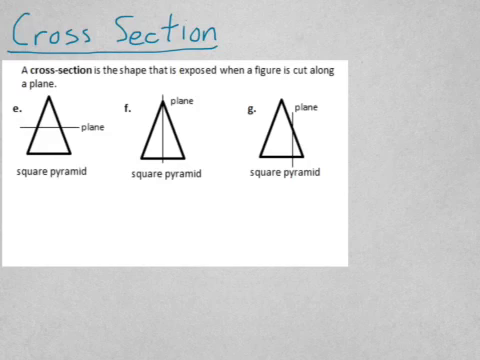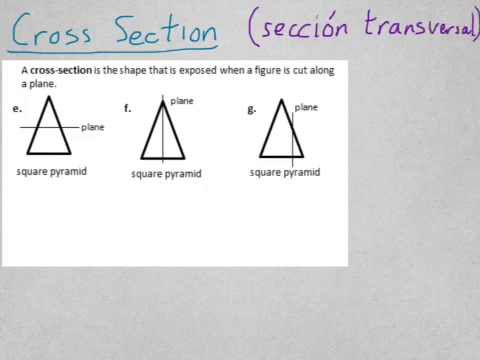Alright? The last thing to talk about are cross-sections. A cross-section is the shape that is exposed when a figure is cut along a plane. In Spanish, that would be sección transversal. Okay, so when we cut one of these figures along a plane, it's going to have a shape on top that it reveals. I'll help you visualize it.